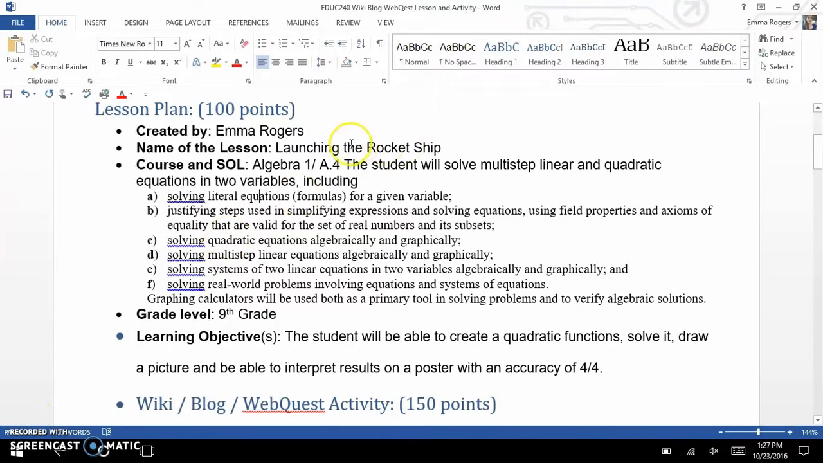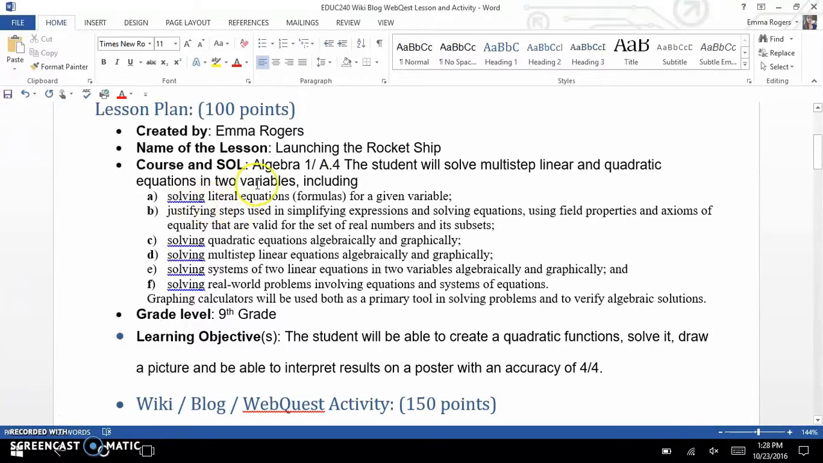Alright, the lesson that my students will be covering today is called Launching the Rocket Ship, and that is for the course Algebra 1, and the SOL that they will be covering today is 8.4, and that is that the student will solve multi-step linear and quadratic equations in two variables, including, and listed all of these.